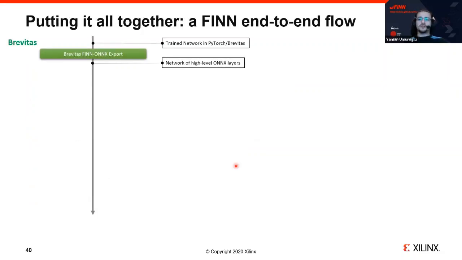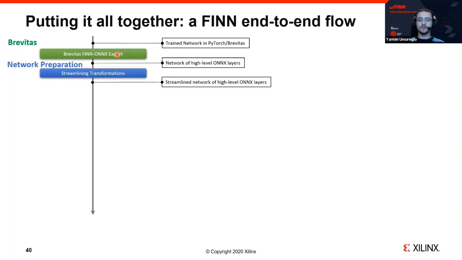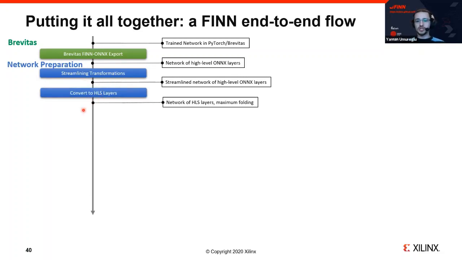To bring all of this together, let's have a look at what a FINN end-to-end flow actually looks like using a flow diagram to illustrate. We'll start off with a trained quantized neural network in Brevitas, which we export to an ONNX description consisting of these higher level ONNX layers. From there, we'll go into a sequence of transformations in the FINN compiler, which will first streamline the ONNX description to simplify it, then convert each ONNX node to its HLS equivalent as implemented by finn-hlslib.